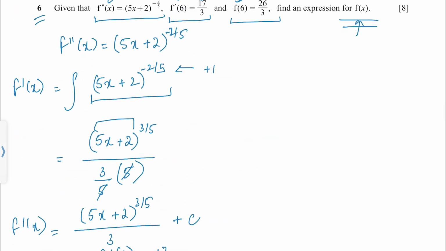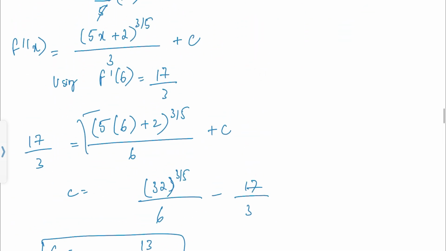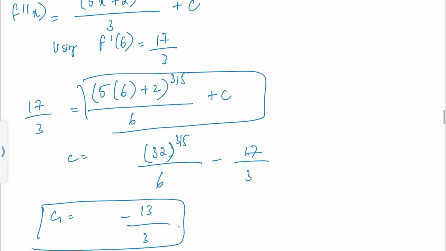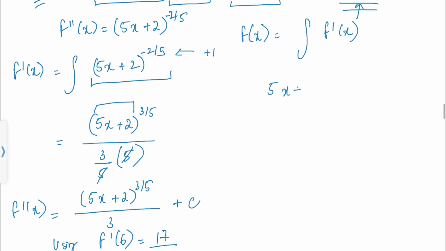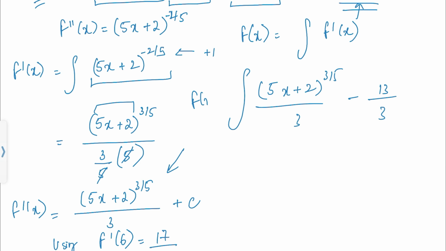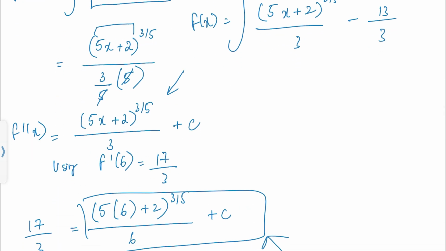Now, since we need to calculate the expression of f(x), we'll be integrating again. f(x) would be the integration of f'(x), and f'(x) is this, and our c is given as minus 13 over 3. So this would be (5x+2) powered 3 over 5, this is our f'(x), over 3, minus 13 over 3. And this has to be integrated, and this would be our f(x). So we need to integrate it.